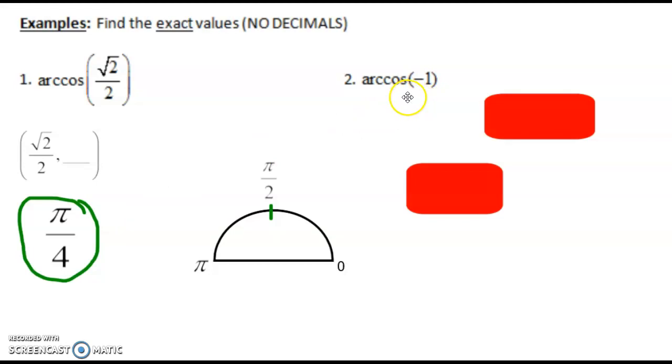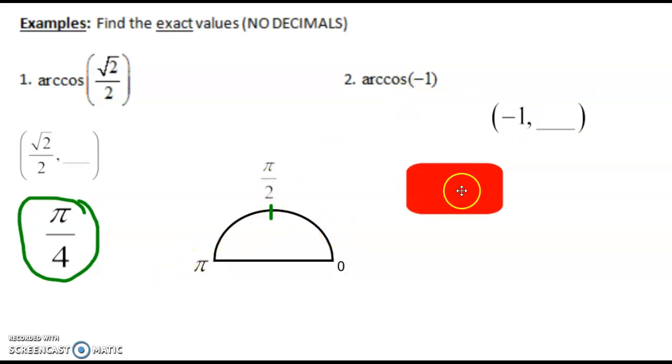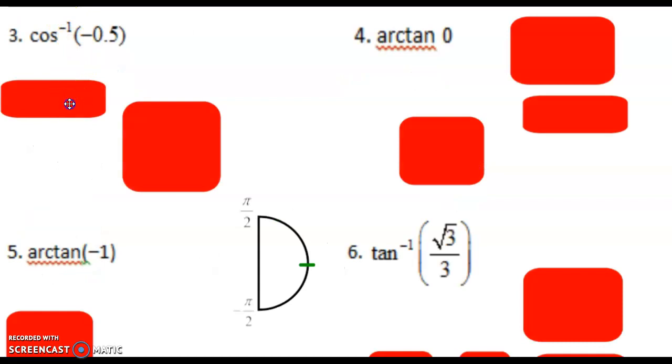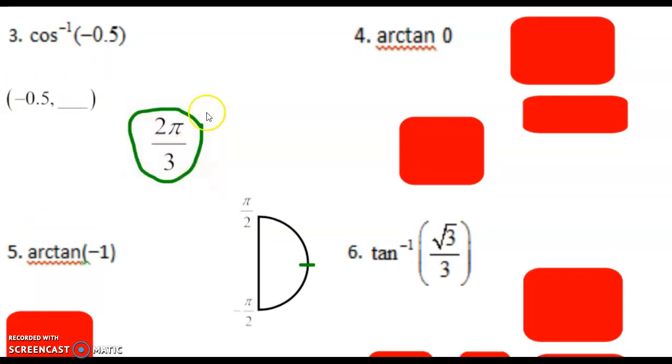Similarly, the arc cosine of -1, what angle measure has an x value of -1? That's happening over here at pi, and therefore our angle measure is pi. You should try the third one on your own by pausing this video, and then I will go over it after you unpause it. You tried the inverse cosine of -1/2, and you were able to see that that answer was 2 pi over 3.